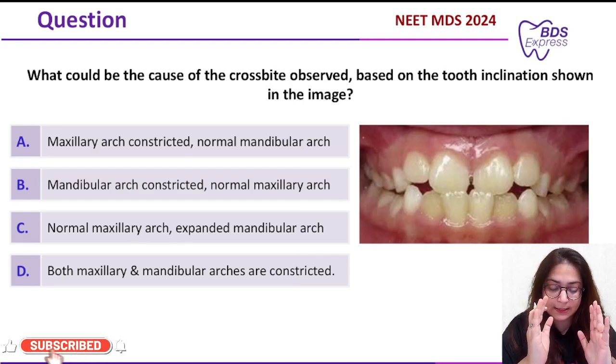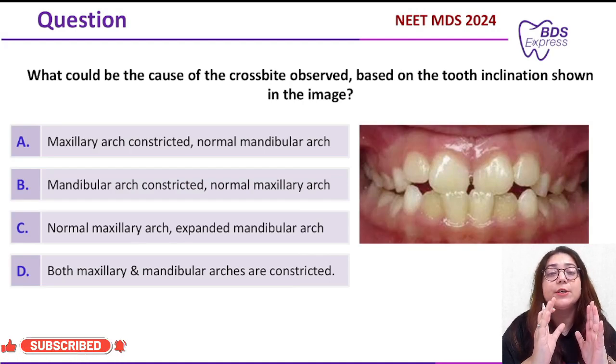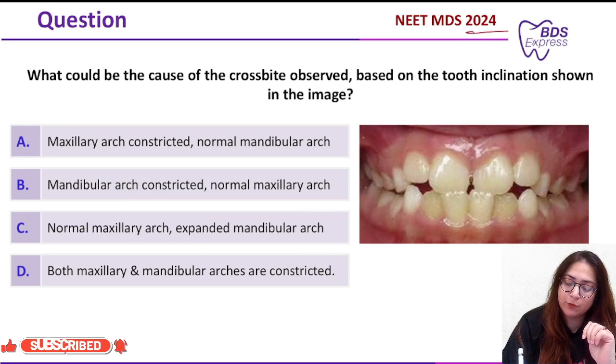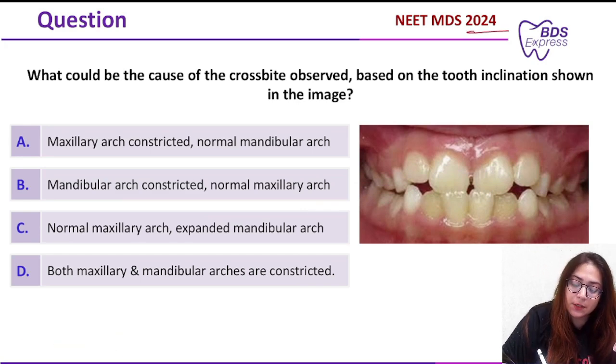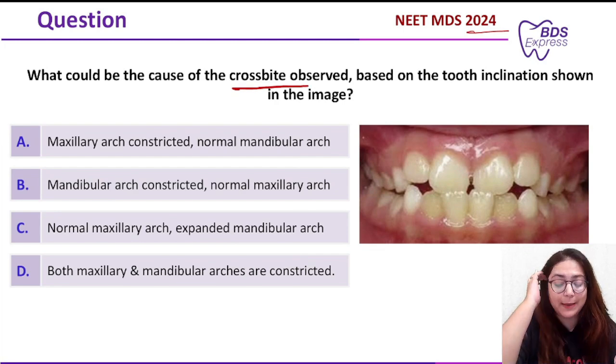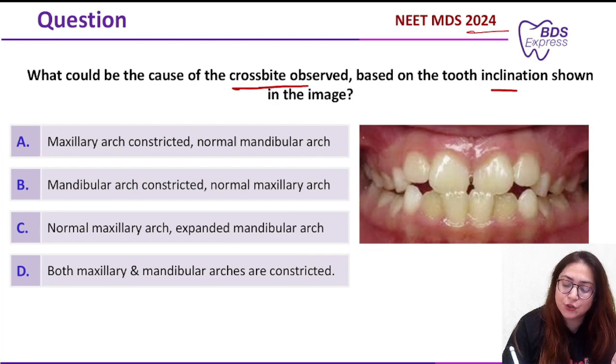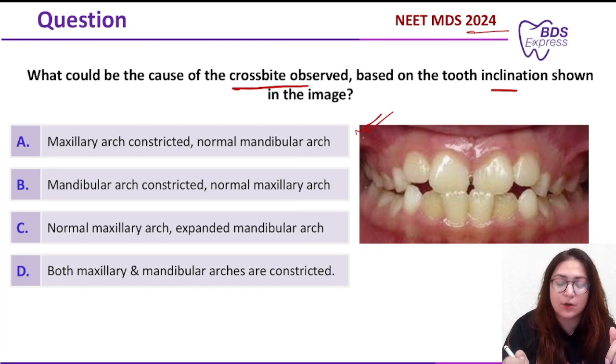In today's class, we'll be discussing this IPQ. So this question was asked in the year 2024. And the question was, what could be the cause for the crossbite observed based on the tooth inclination shown in the image? So here you can see the developing dentition and the crossbite. I'll tell you what exactly is crossbite.